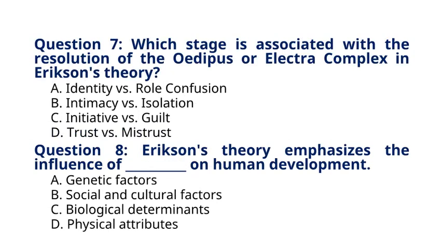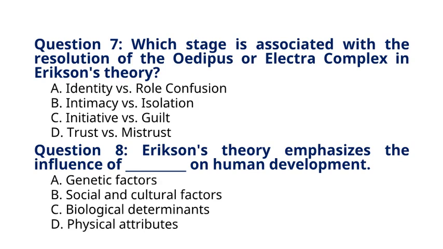Question 7. Which stage is associated with the resolution of the Oedipus or Electra complex in Erikson's theory? A. Identity versus role confusion, B. Intimacy versus isolation, C. Initiative versus guilt, D. Trust versus mistrust. The correct answer to question 7 is option A. Identity versus role confusion.